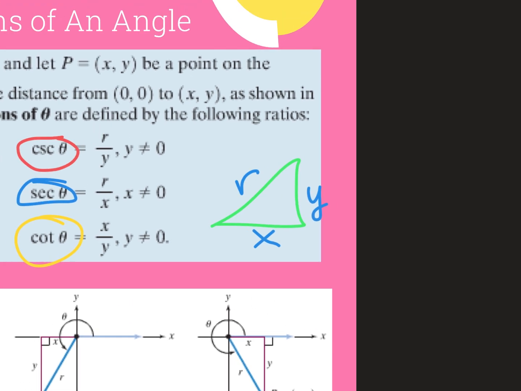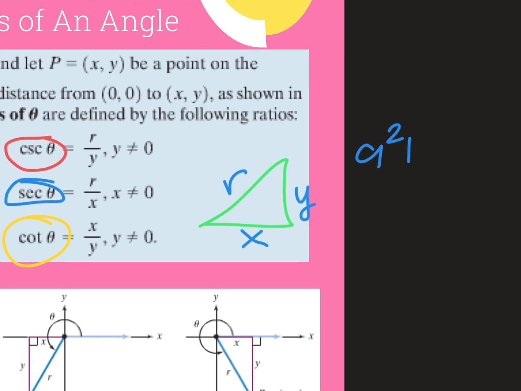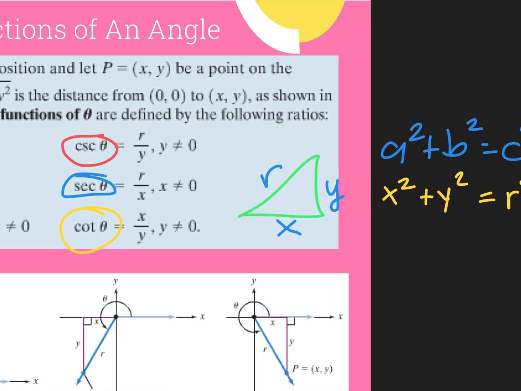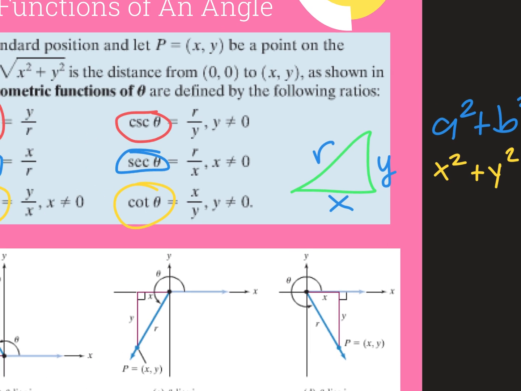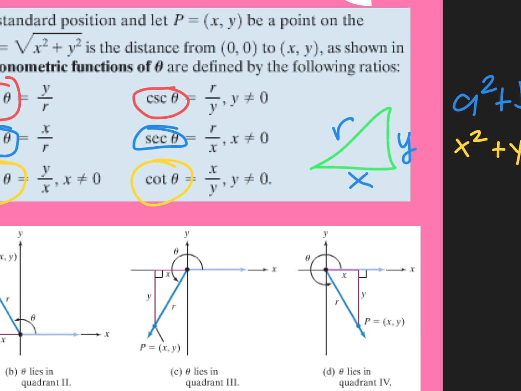So we are doing the exact same thing that you guys have done before with SOHCAHTOA. And instead of using A squared plus B squared equals C squared, what would the formula be? X squared plus Y squared equals R squared. Very good. Do you guys understand? Does that make sense? We're doing the exact same thing. All we've done is change letters.